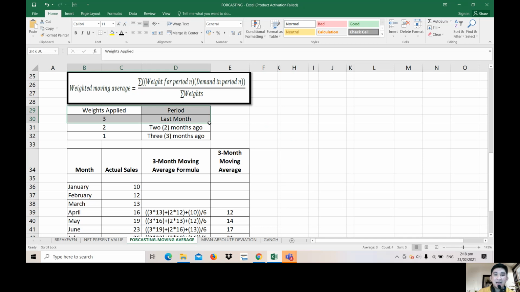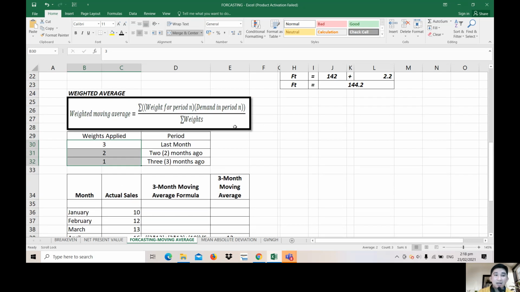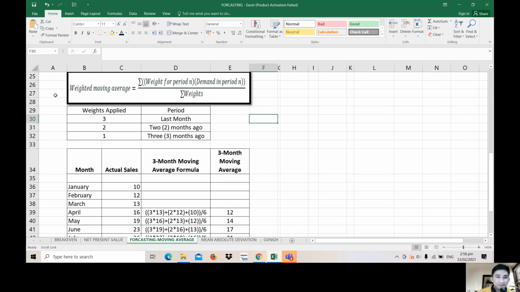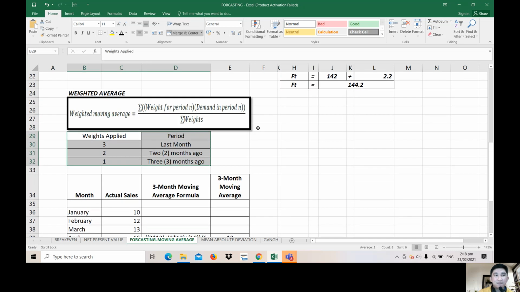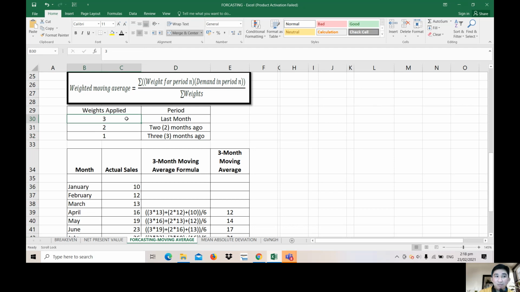So, etong mga weights na ina-apply natin, okay, is discretionary or arbitrary. So, base ito sa experience ng company. And here, ang weights na in-apply dito in forecasting is ang 3 will be last month, okay? 2, 2 months ago, and 1, 3 months ago. So yung pinaka-recent, yun yung pinaka mas heavily weighted. Which means mas magbabase tayo doon sa last month. Okay, kasi may weight siya na 3.